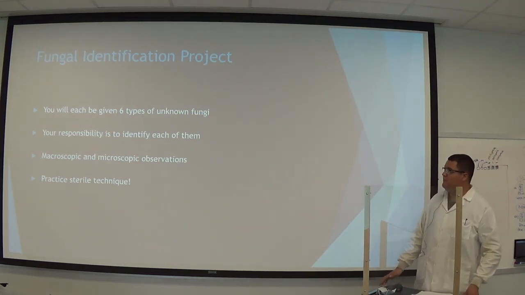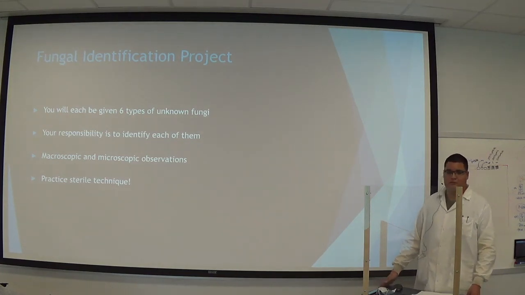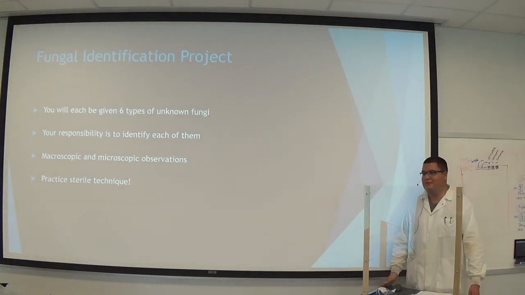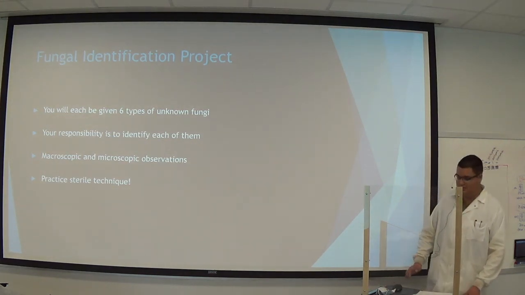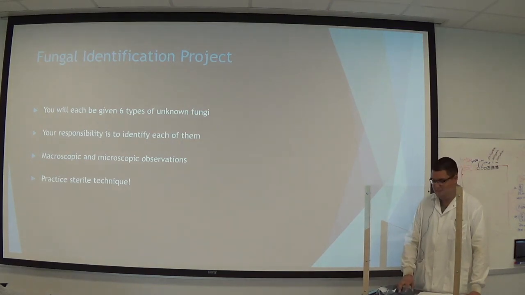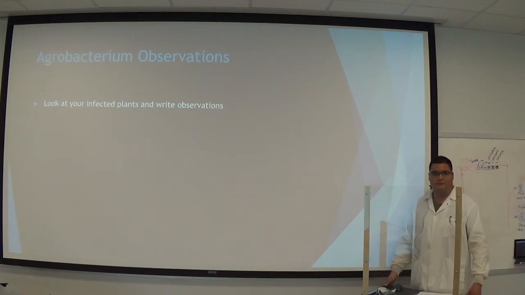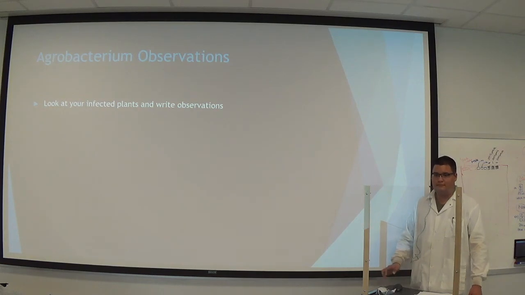What you guys here in the lab are going to be doing is you're going to be given 6 fungi that are unknown, and you will be doing a lot of work with them to figure out what they are. This is where all your sterile technique training comes into play, because if you mess up and contaminate some of your plates, you won't get the right results and you will lose points. So brush up on your sterile technique if you've forgotten what all that is. And then we're going to look at your tomato plants that you inoculated with agrobacterium a few weeks ago. Any questions? No? All right, let's get started.